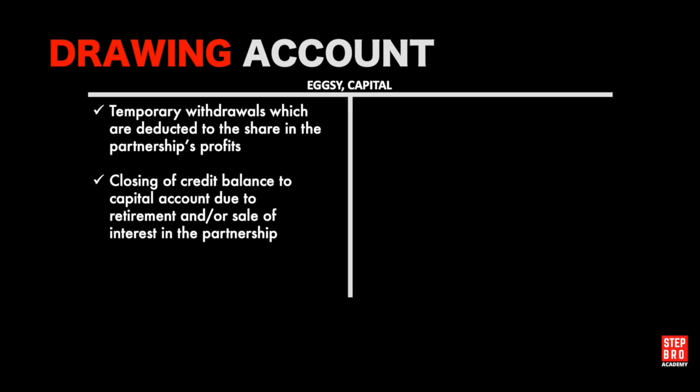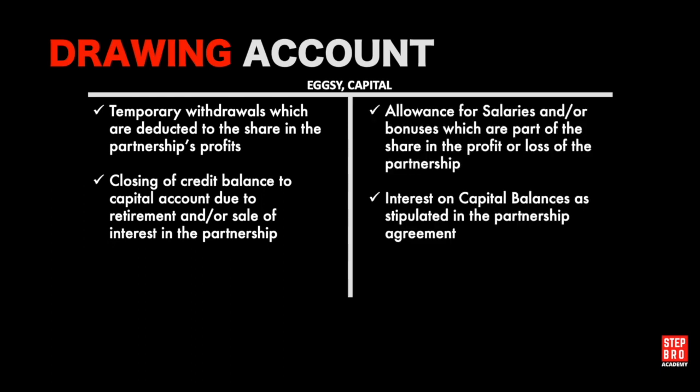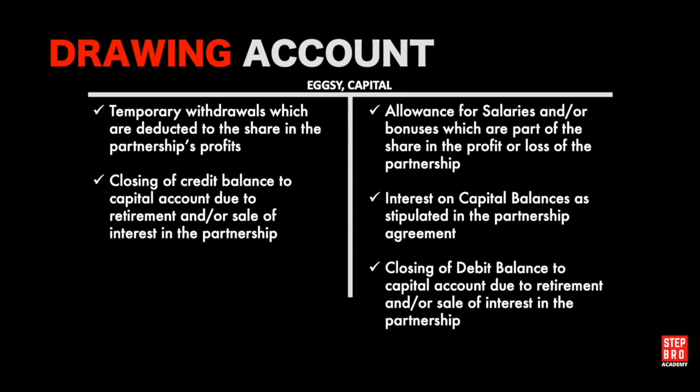Next is the credit balance. These are the following cases that would decrease the drawing account: allowance for salaries or bonuses which are part of the share in the profit or loss of the partnership; interest on capital as stipulated in the partnership agreements; and lastly, the closing of debit balance to the capital account due to the retirement or sale of interest in the partnership. Lastly is the loan account.